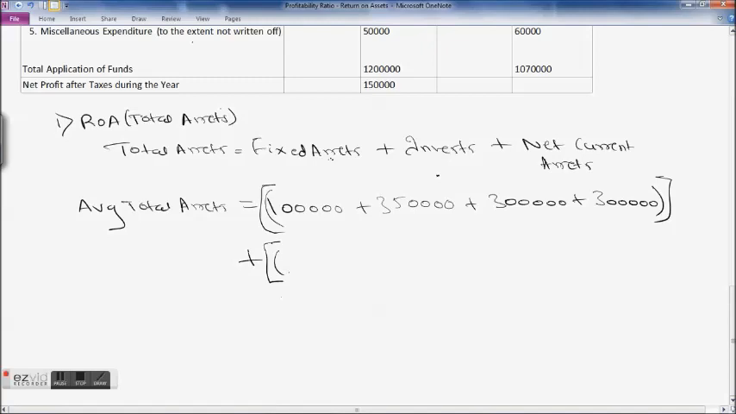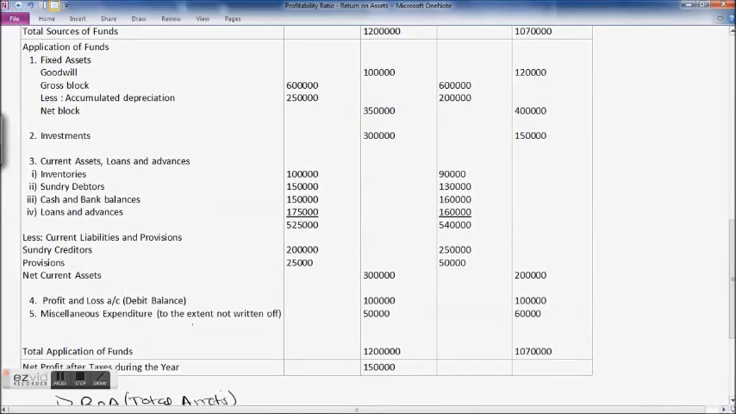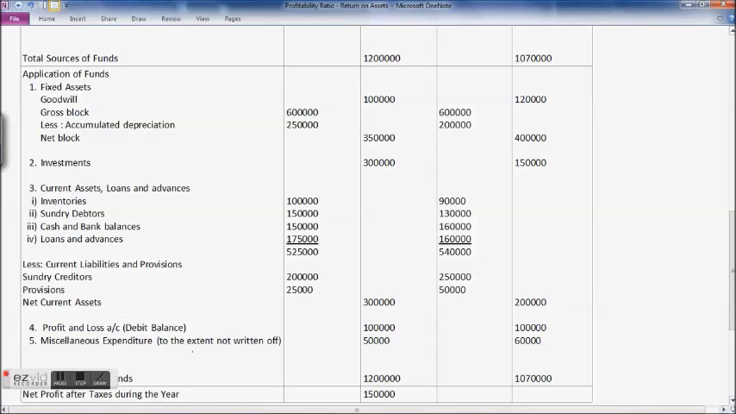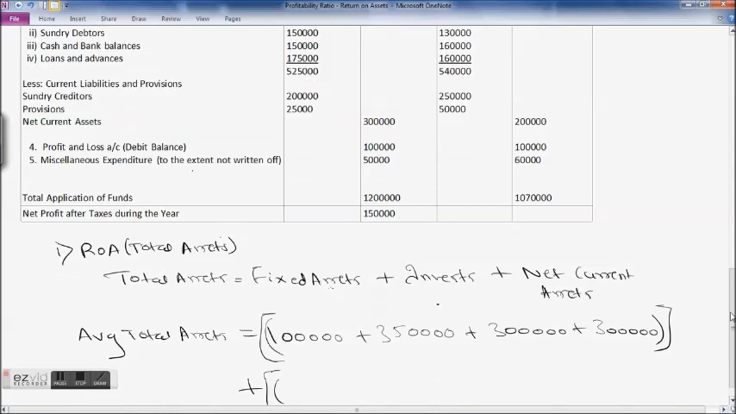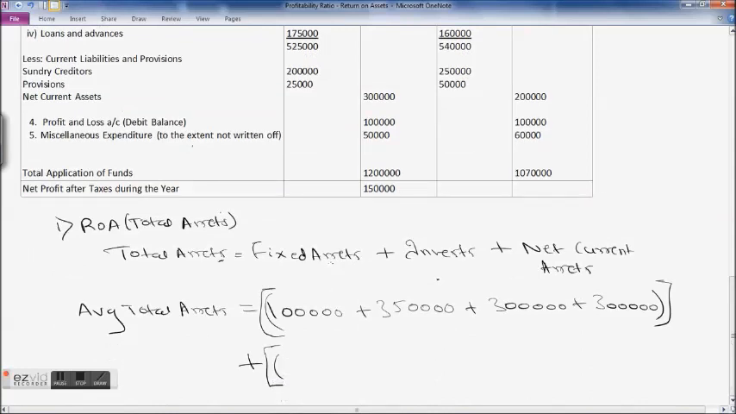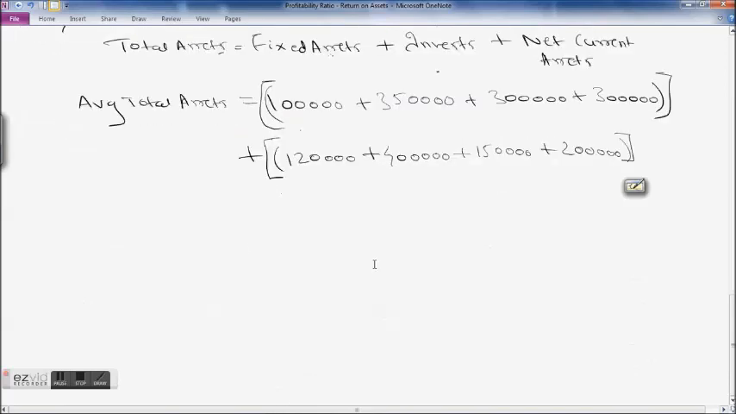Plus previous year total assets. Previous year total assets is how much? Goodwill is 1,20,000, net block 4 lakh, investment is 1,50,000, net current asset 2 lakh. So 1,20,000 plus 4 lakh plus 1,50,000 plus 2 lakh. Right? Now everything you have to divide by 2 since it's an average for 2 years.